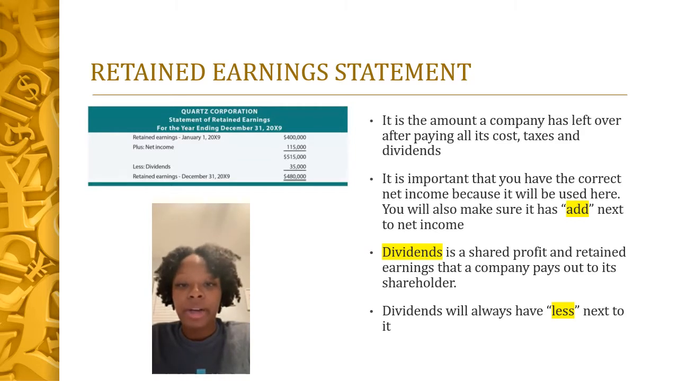Last, we have the retained earning. The retained earnings is the amount of money that the company has made after all of its costs, taxes, and dividend is added together. Your dividend is the amount of shared profit from your retained earning that a company has from its shareholder. And so once you have your net income, if you have any taxes and your dividend, all of that will get put together, and that will tell what the company has left on your retained earnings.